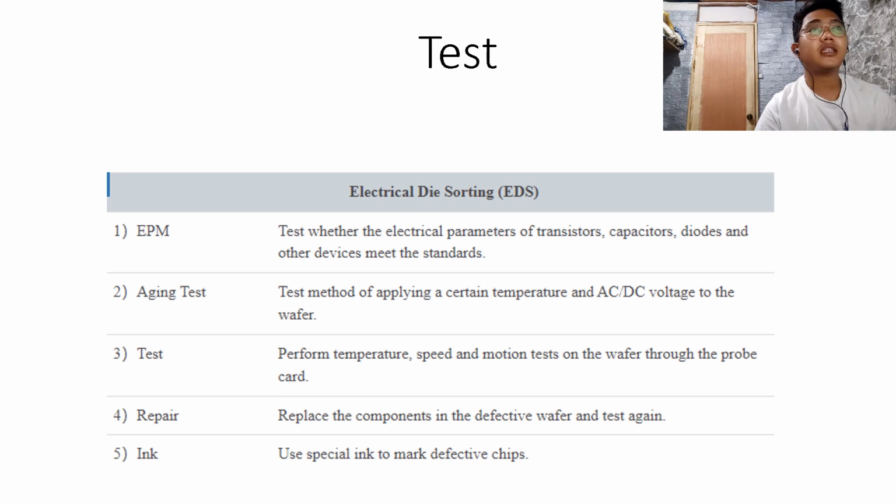And then the last test is the ink. So the chips that failed the electrical test have been sorted out in previous steps, but they still need to be marked to distinguish them. Now in the past, we needed to mark defective chips with special inks to ensure that they can be identified with the naked eye. So today, the system automatically sorts them based on the test data values.